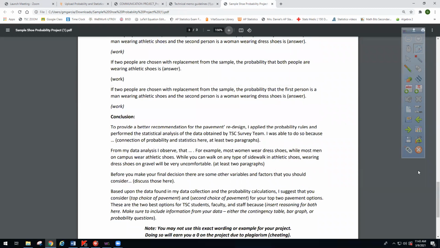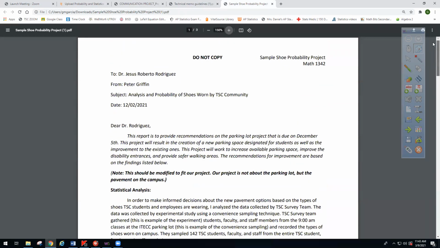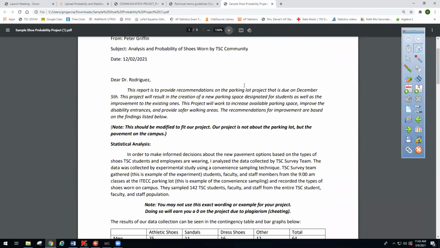Okay, guys, so make sure that this is a very useful template that you can look at to create yours. But again, you're going to have to modify it to fit our project. Our project is not the type of parking lot we're going to be doing. It is the type of pavement we're going to be putting on this parking lot. So that way we are able to walk more comfortably or walk more safely, and also, of course, saving money to make this pavement more affordable.